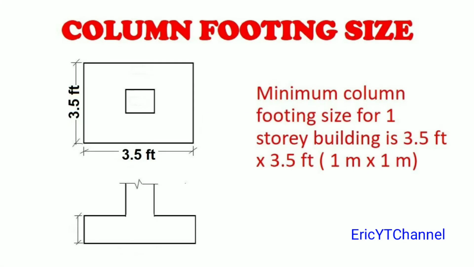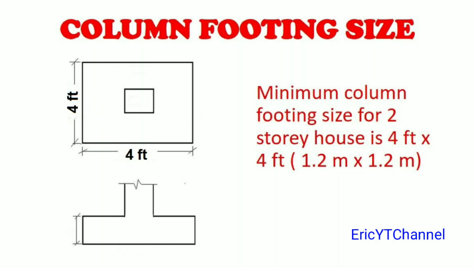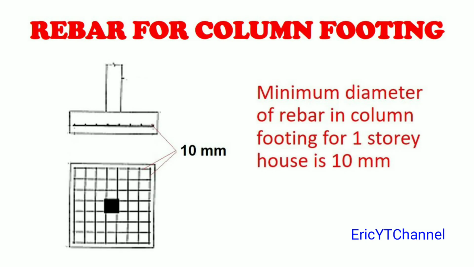Column footing size. Specification is minimum column footing size for one-story building is 3.5 feet by 3.5 feet or 1 meter by 1 meter. Column footing size. Specification is minimum column footing size for two-story house is 4 feet by 4 feet or 1.2 meter by 1.2 meter.